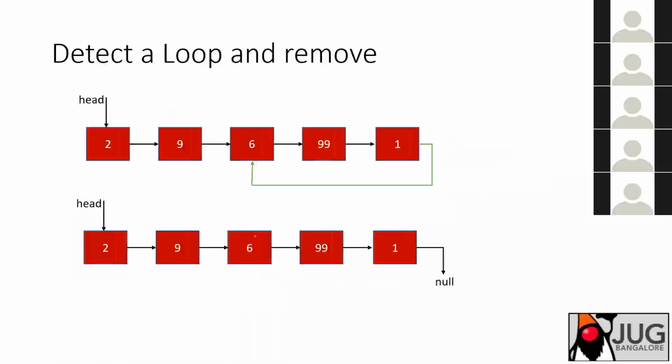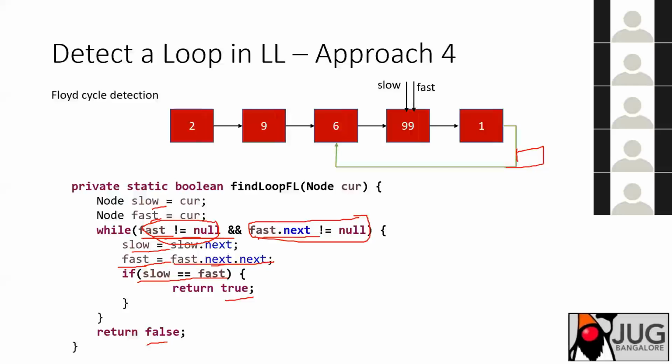Okay, the last question. Yeah, tell me. On slow and fast, can we ascertain that they always meet at the second node in a loop, or can it be anywhere? It can be anywhere. That is what I was explaining, because you don't know where they can meet.